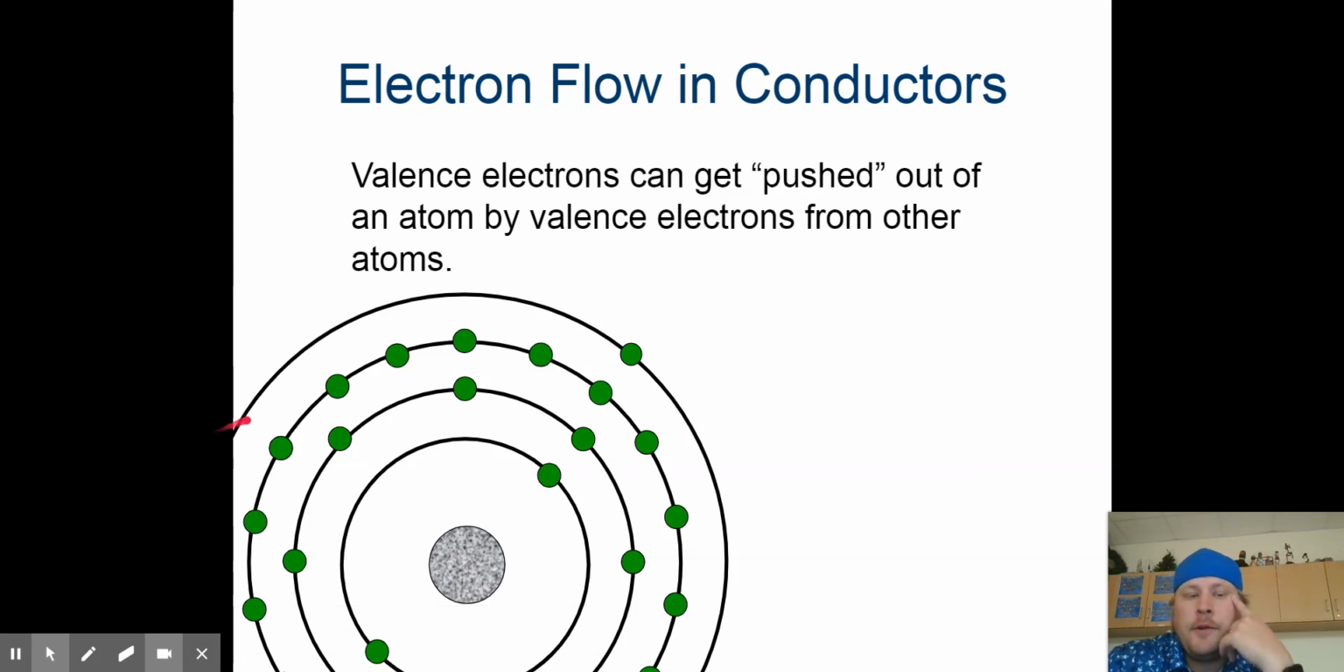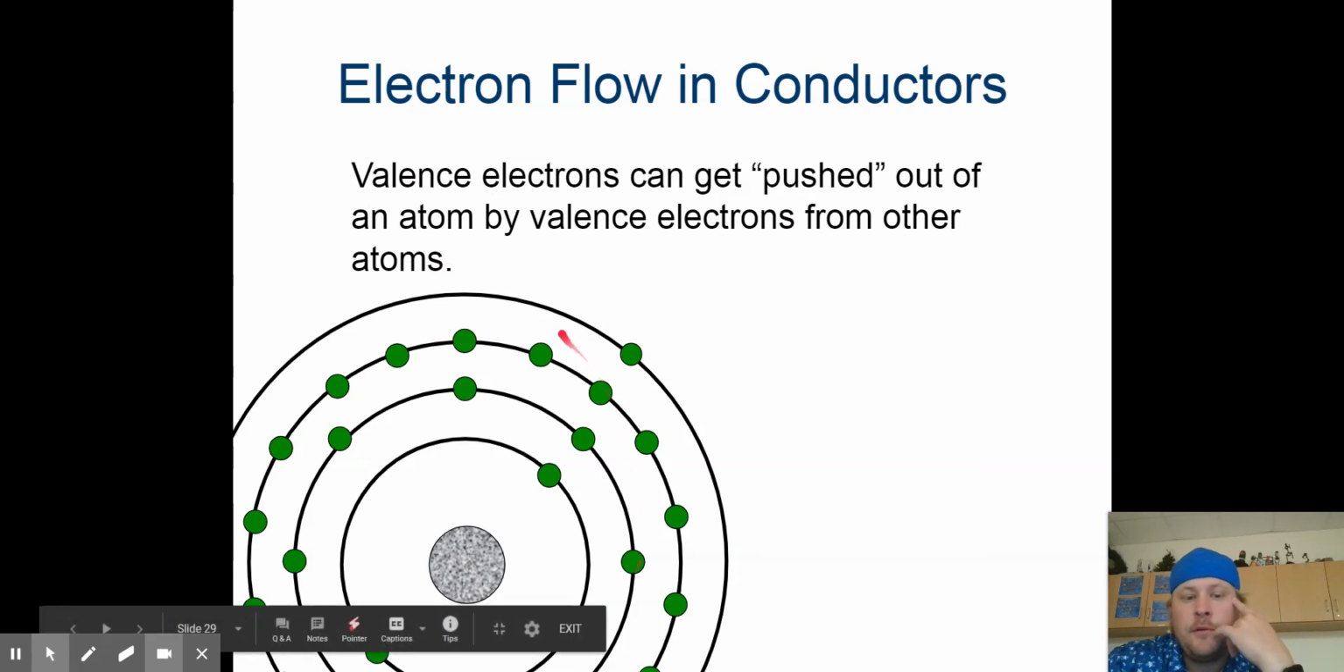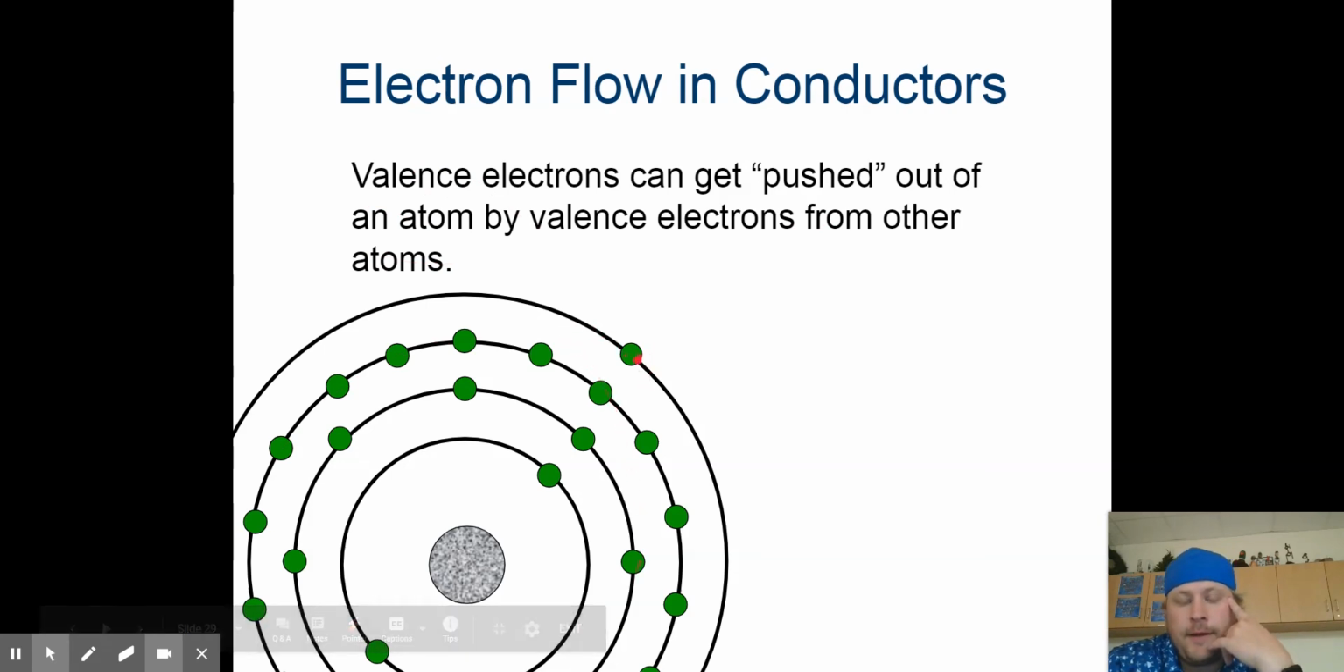So how do electrons flow in conductors? Valence electrons get pushed out of the atom by valence electrons from other atoms. Basically what's happening is something that has a loose hold. You guys remember this is copper. There's one valence electron. Another copper electron is going to come in and smash into this and send it away. So basically it's kind of replacing.